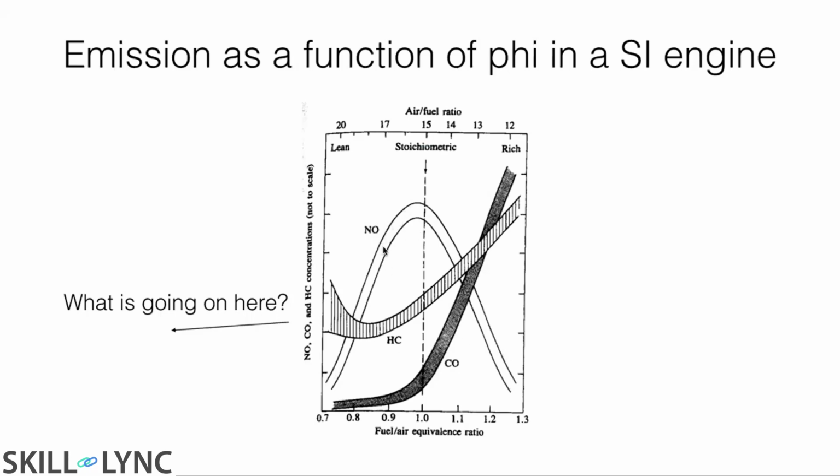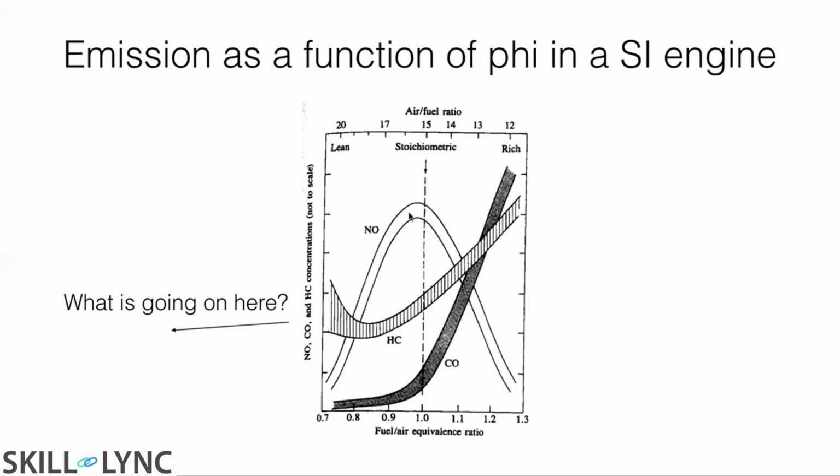Now here you can see that there are two curves. What does that mean? Well, that is basically the bandwidth, the range within which your NOx varies. Again, this is data that has been measured for several types of engines, different engine sizes and all that, and we are looking at a cumulative plot. That is why there is a range here.